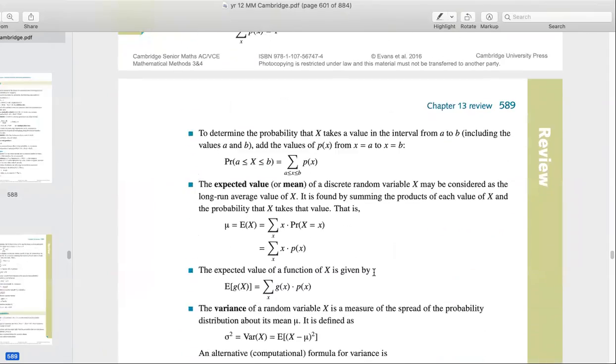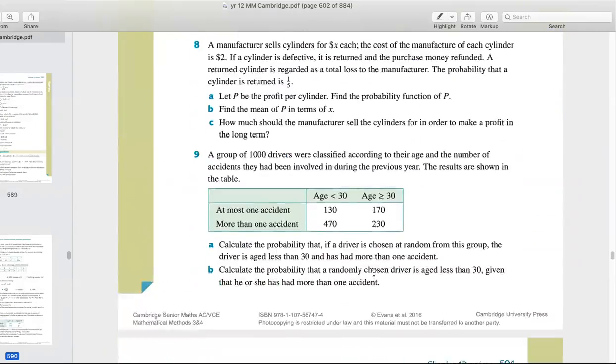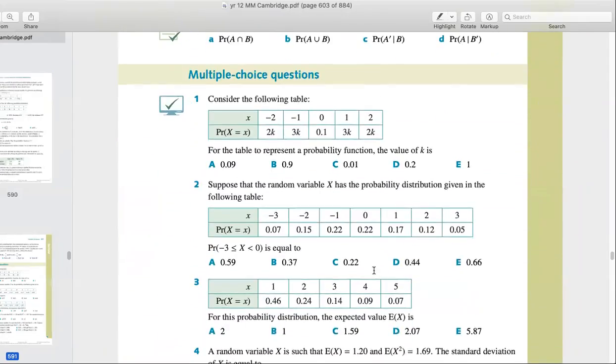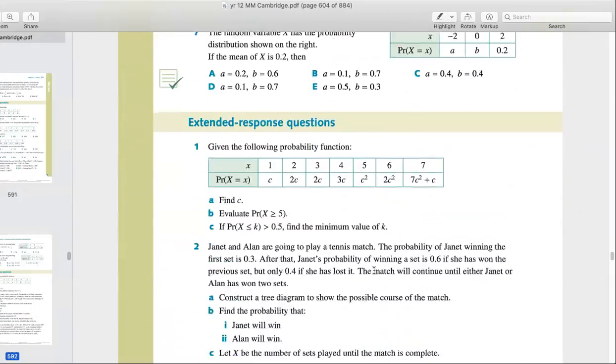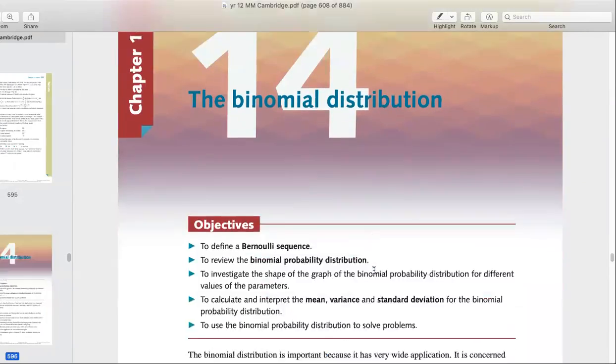Okay, hopefully this video quickly reminds you, refreshes your memory, and helps you understand slightly more about probabilities. And for the next one, we're going to move on to the binomial distribution.